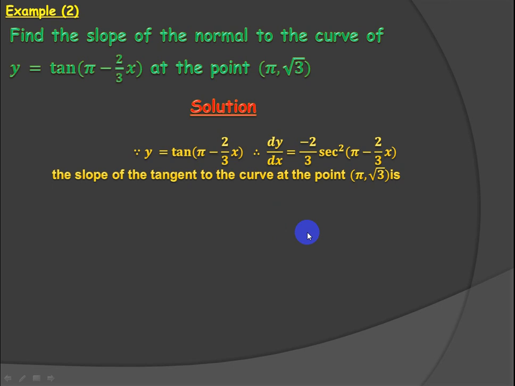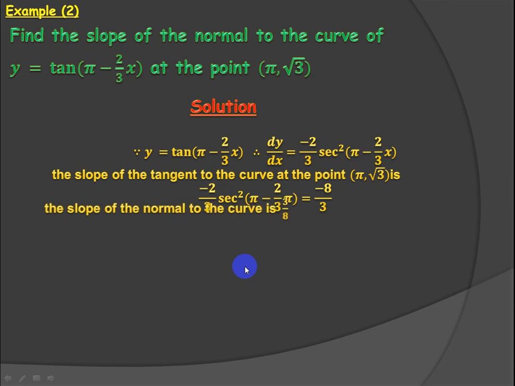The angle in this case is in radian measure. To convert it into degree measure, you will multiply it by 180 over pi. You will find that the slope of the tangent will be -8 over 3. The slope of the normal is -1 over m. -1 divided by -8 over 3 will be +3 over 8.